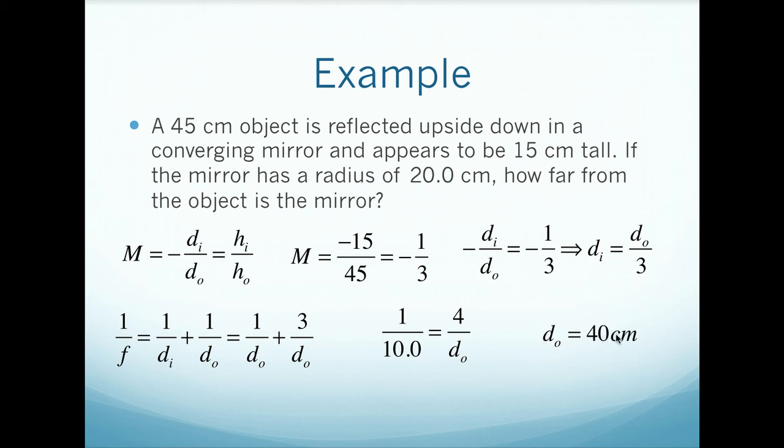And you can check yourself. It is greater than double the focal length. So it's definitely going to be a smaller image. So your distance to the object, or the distance between the object and the mirror, is 40 centimeters in this case.